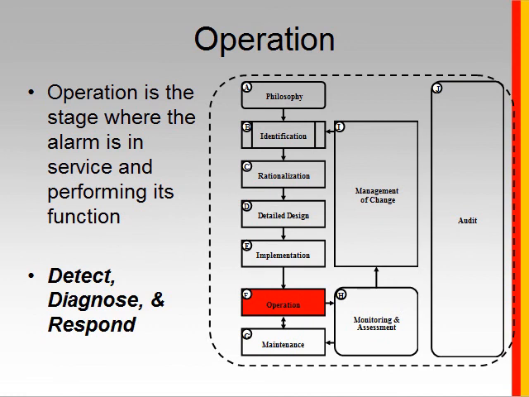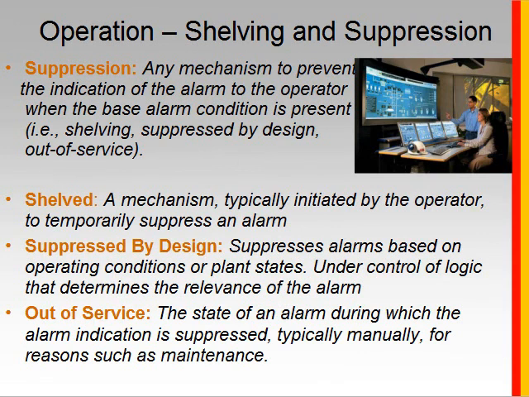Next comes the operation stage, and this is where the alarm is performing its function of indicating an abnormal condition. Operators are detecting, diagnosing, and responding. One of the key elements to talk about in operations is the tools that are available to the operator to respond to upset conditions. And what we're going to talk about here is suppression, which is what you do or what the system may do when you prevent an alarm from being presented to the operator, even though the underlying or base alarm condition is present.